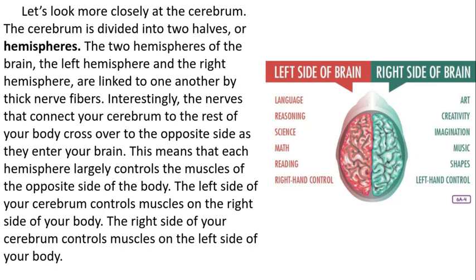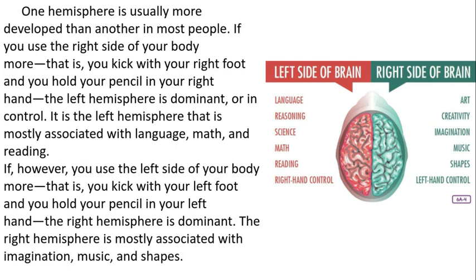Interestingly, the nerves that connect your cerebrum to the rest of your body cross over to the opposite side as they enter your brain. This means that each hemisphere largely controls the muscles of the opposite side of the body. So the left side of your cerebrum controls muscles on the right side of your body, and the right side of your cerebrum controls muscles on the left side of your body. How interesting is it that we were made that way?